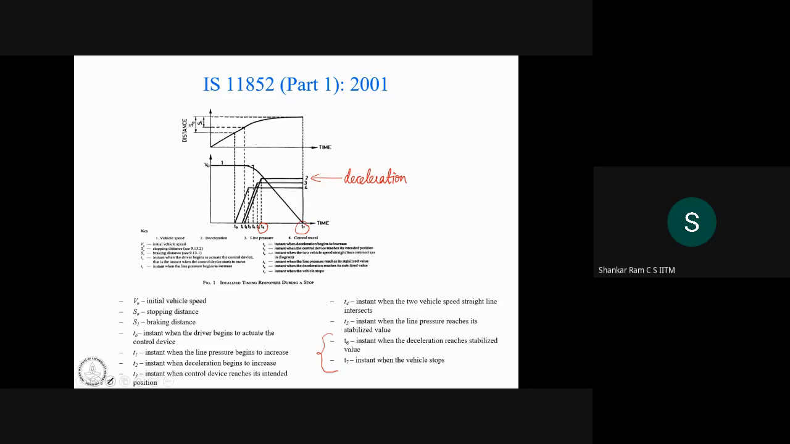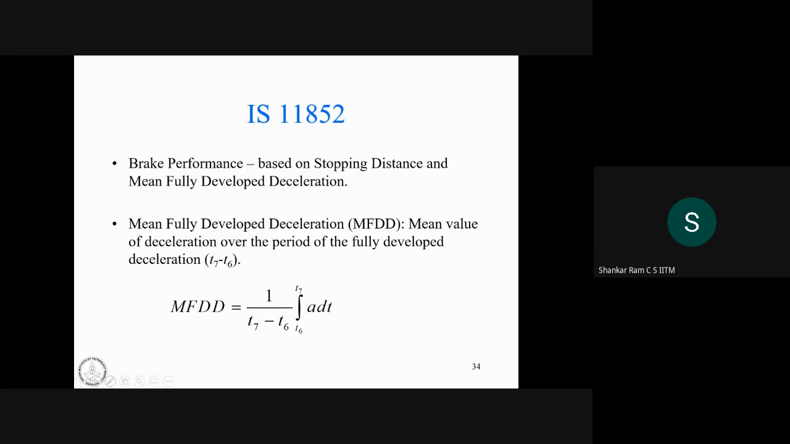Considering these two parameters, there is another important parameter defined by IS 11852 to characterize vehicle braking in addition to stopping distance. That is what is called the mean fully developed deceleration, abbreviated as MFDD. So what is this MFDD? The mean fully developed deceleration indicates the mean value of the deceleration over the period of the fully developed deceleration, which is T7 minus T6.